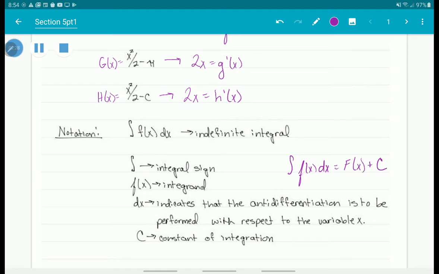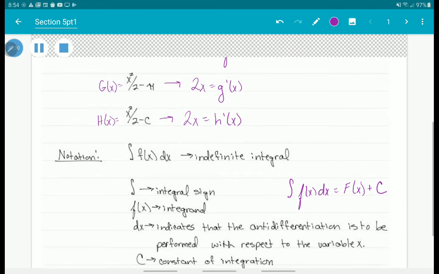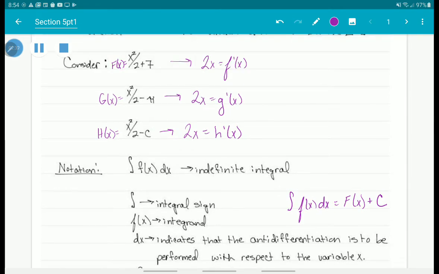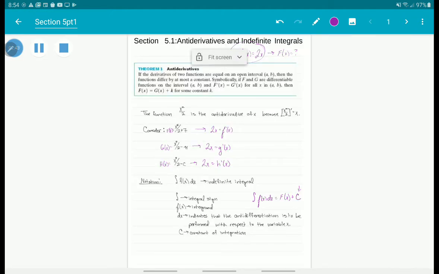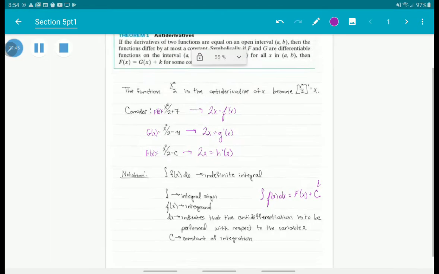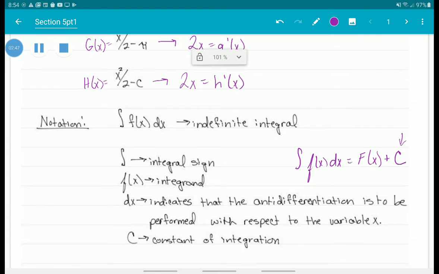There's always going to be this constant of integration on the end. That's because anytime you take the derivative of a constant, it's going to be 0, and we don't know what that constant is. That's called the constant of integration. But if we have enough information about that parent function, then we could figure out what that c value is going to be. We'll talk about that a little bit later in the video.